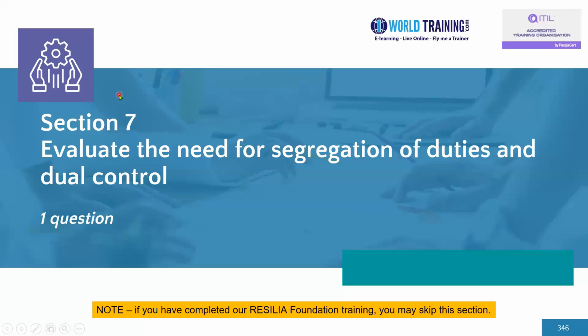We are now in section 7. Evaluate the need for segregation of duties and dual control. In the exam, there will be one question from this topic. The content here is the same as what we had in the foundation course. So if you have completed our RESILIA Foundation training, you may skip this section.